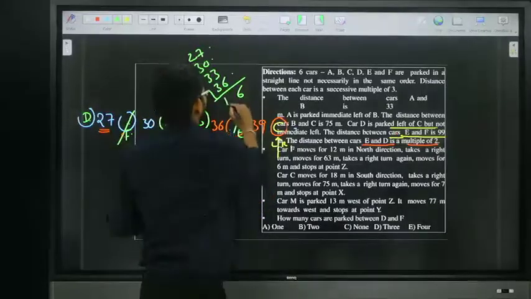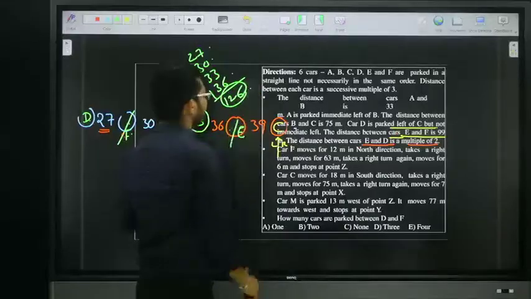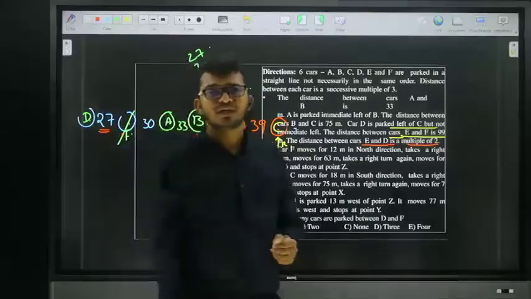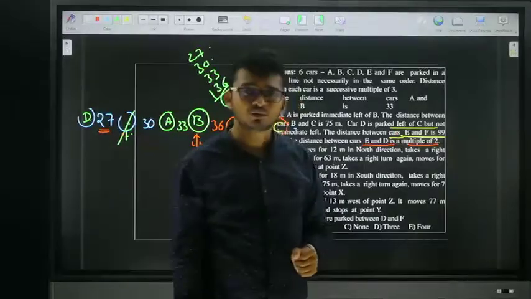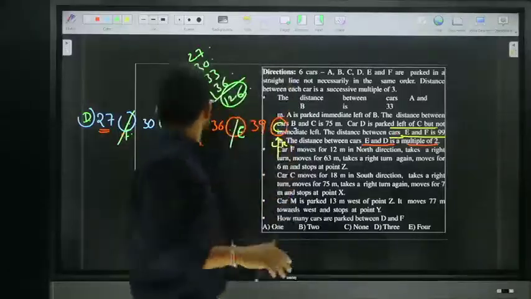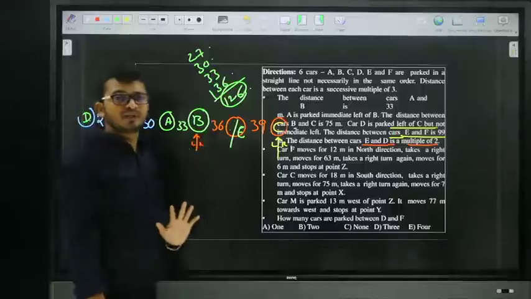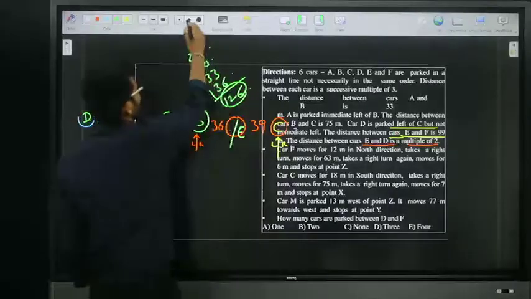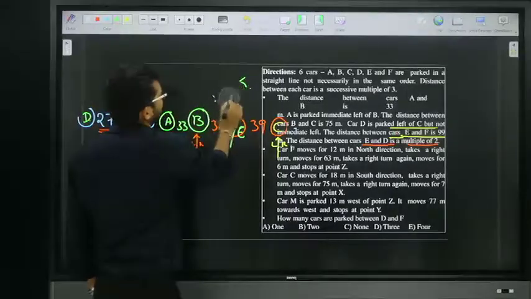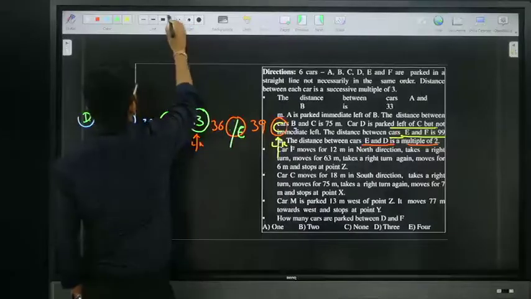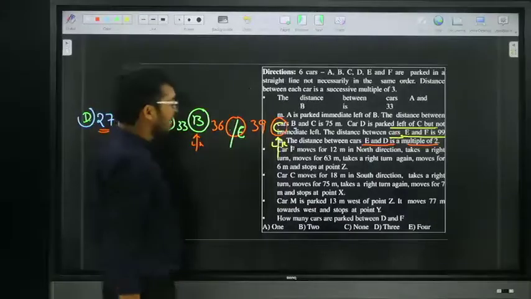Next 10 total is what? 126. Friends here, 126 means multiple of 2. That means the distance between car D and E is a multiple of 2. Yes. So friends, till now we solved only the arrangement.